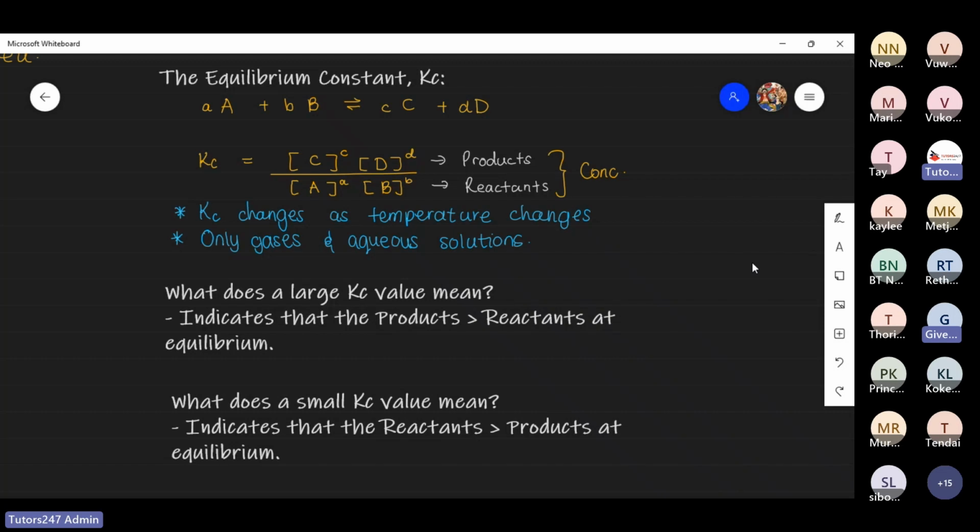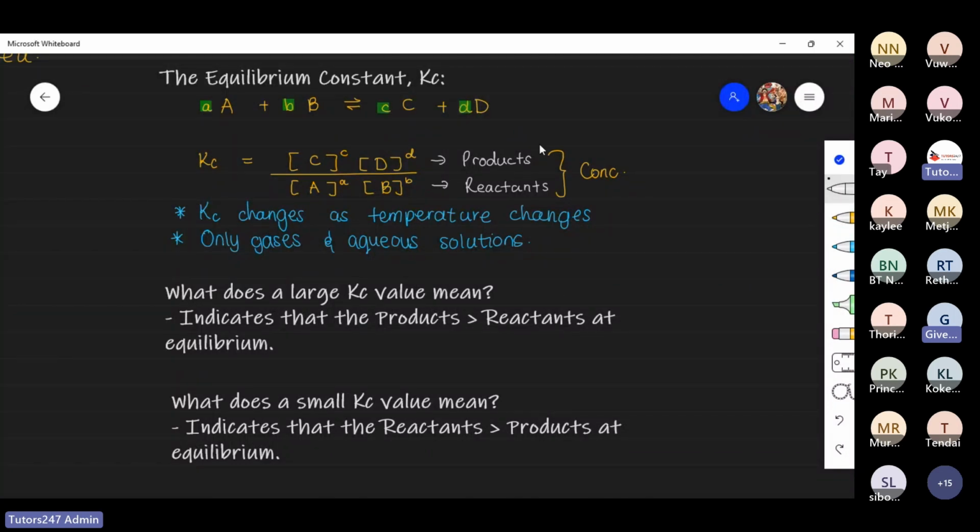Now, if we have this equation A plus B that produces C and D, or if the reverse is true, C and D produces A and B. Those lowercase a's and b's and c's and d's, what do those represent? Let's highlight them, this lowercase a, b, c, and d.